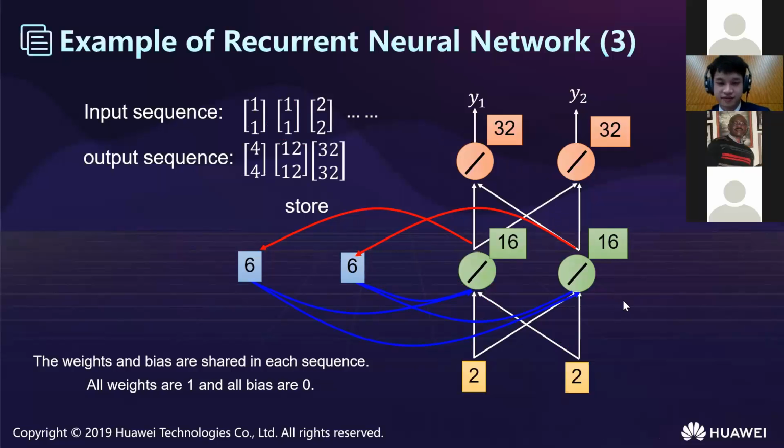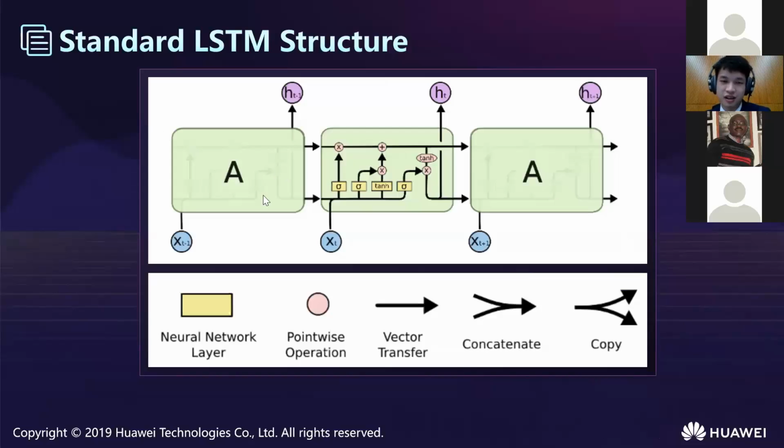It's very simple. Okay. And there is another kind of recurrent neural network called LSTM. The full name is long short-term memory. You only need to remember there are 3 gates in the LSTM, and that is the input gate.